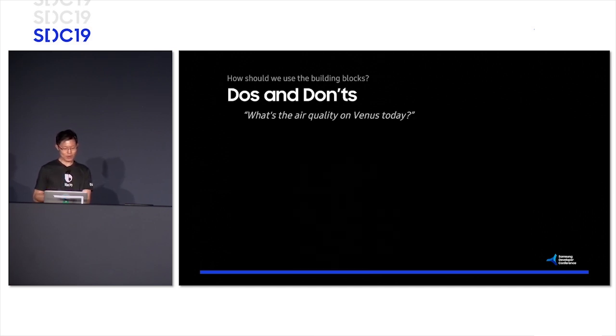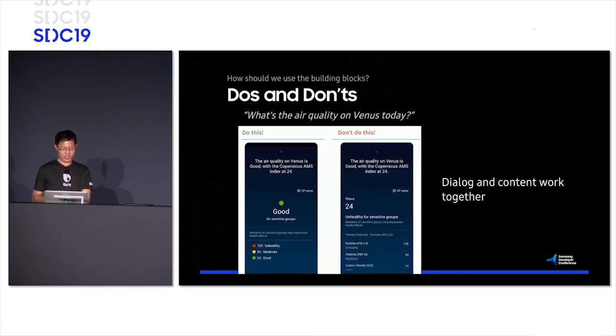One more example, what is the air quality on Venus today? The left side is a good example of dialogue and content working together. In the dialogue, it says air quality index is 24. In the content area, it has this big green dot and "Good", which tells the interpretation of that number. On the right side, number 24 is repeated in the dialogue and content area. And for me to actually understand what 24 means, I have to read this small, tiny text below it.